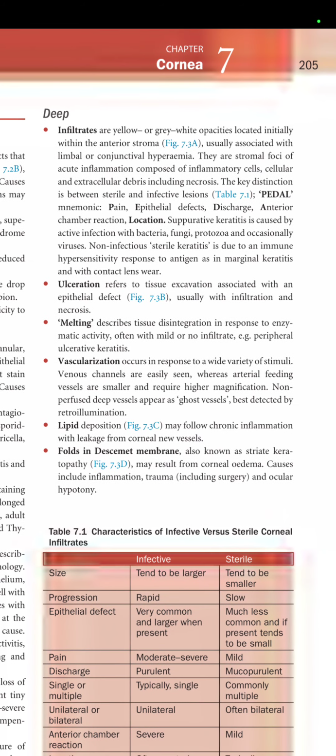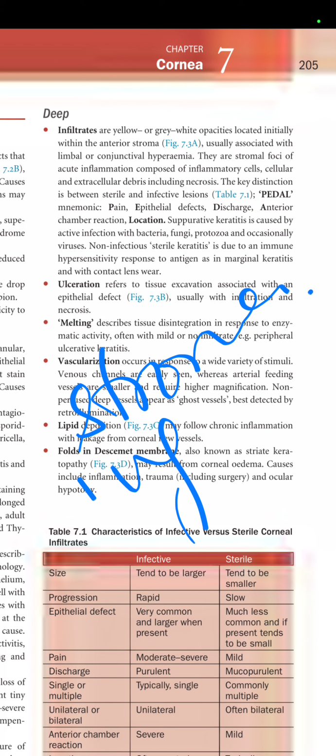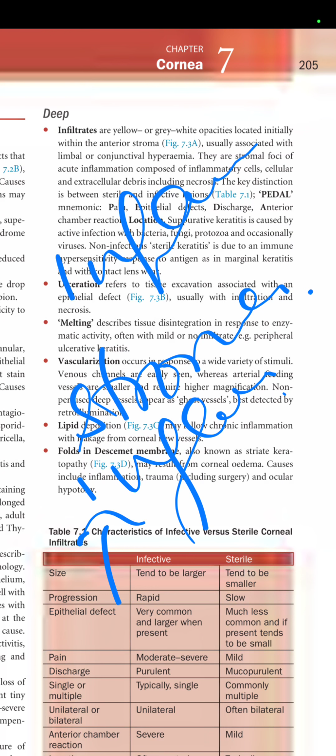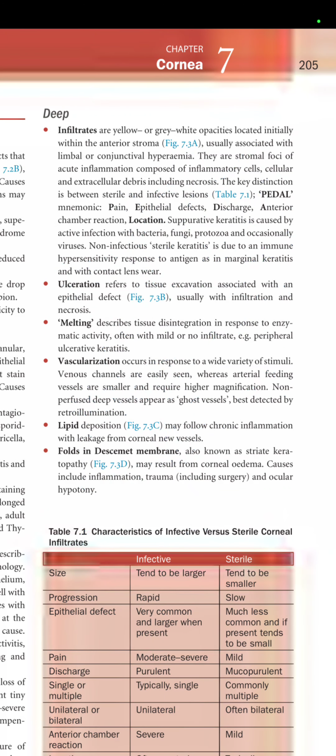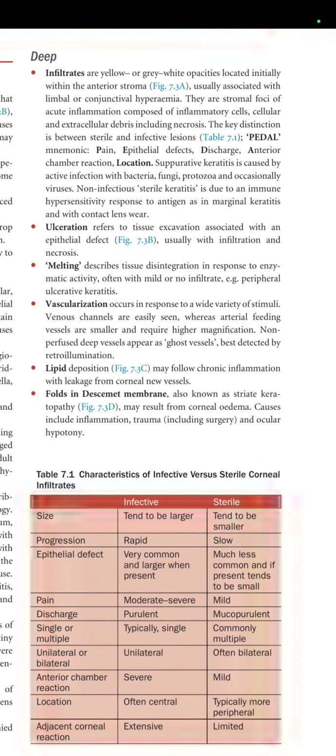There are stromal foci of acute inflammation composed of inflammatory cells, cellular and extracellular debris, including necrosis. So in the stroma, there is an inflammation. What does the inflammation do? It causes recruitment of the inflammatory cells, cellular and extracellular debris, and it causes induced necrosis. The key distinction is between sterile and infective lesions.